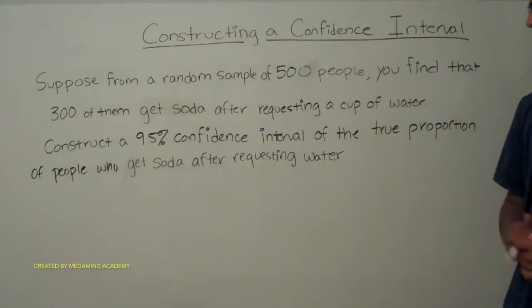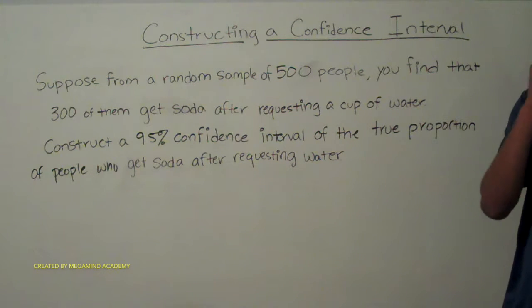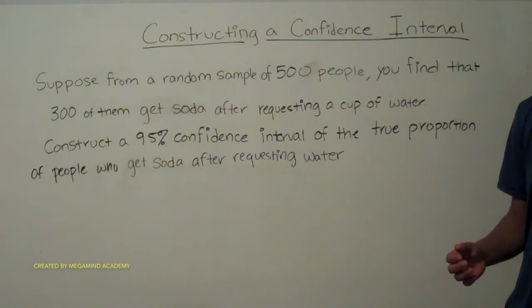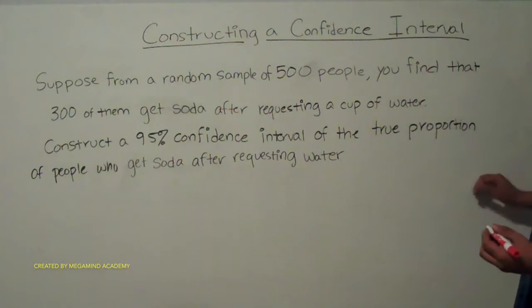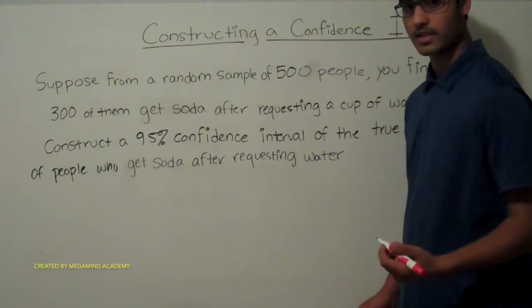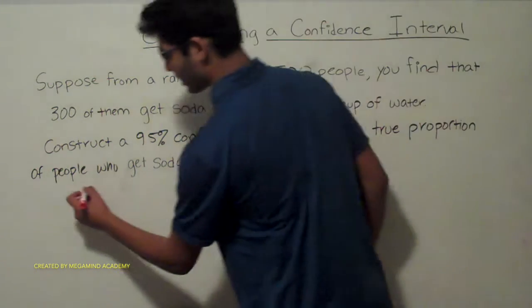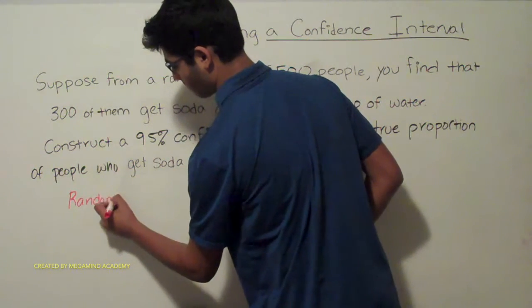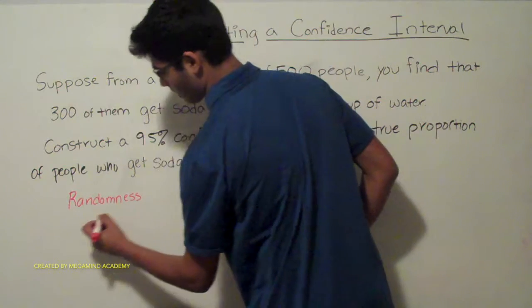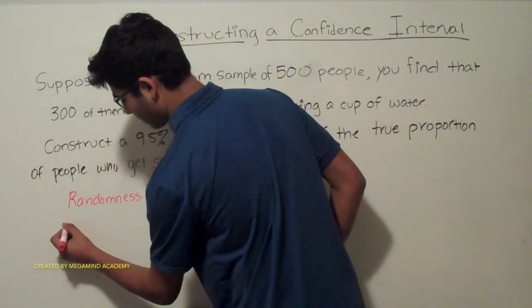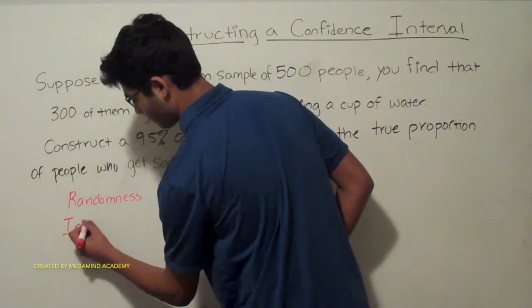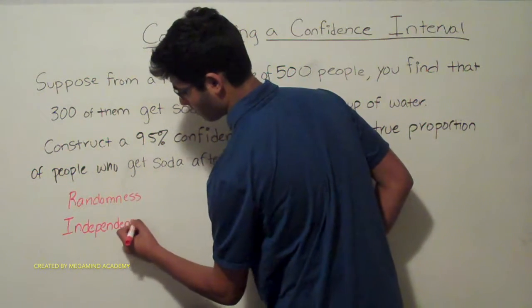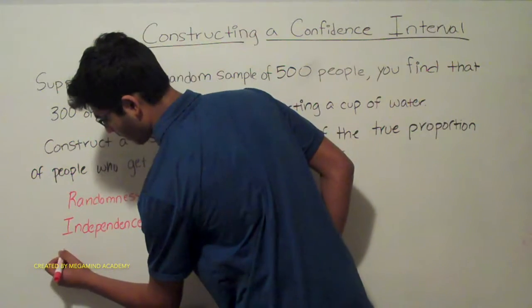Okay, so let's get started. How do we do this? Well, before we even think about constructing a confidence interval, we have to first see if this meets the requirements or conditions. The first one is randomness. The second one is independence. And the third one is normality.